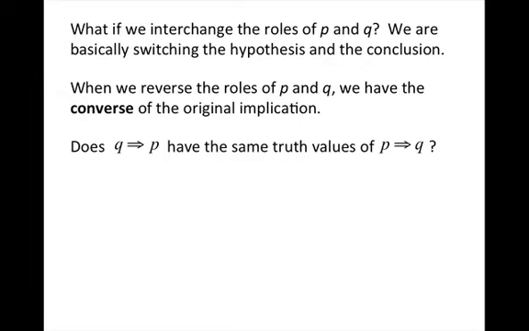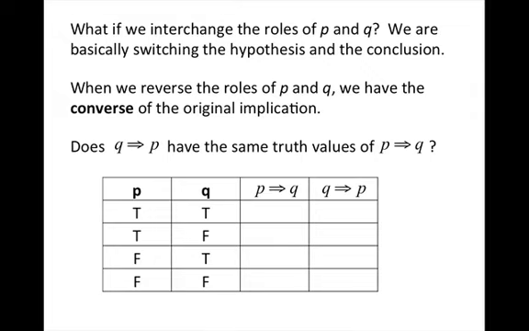And so we may ask the question, does Q implies P have the same truth values as P implies Q? If I've got the statement or the promise of P implies Q, can I also assume that Q implies P? Is the reverse the same? So let's look at a truth table.